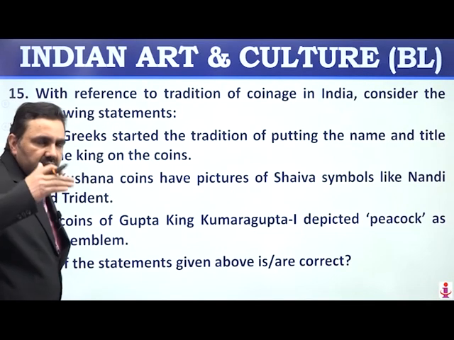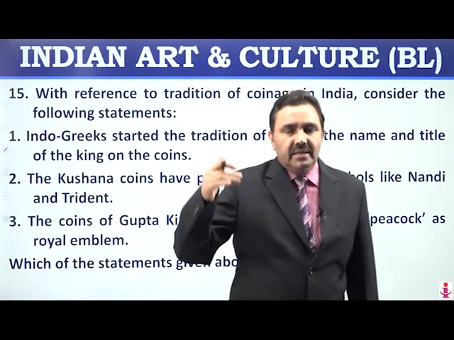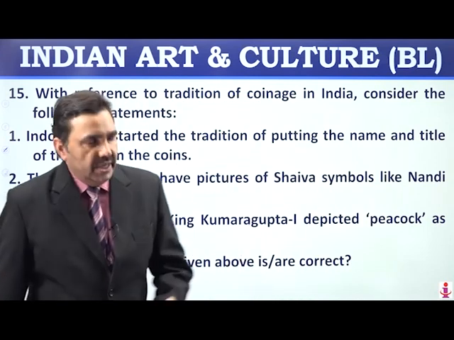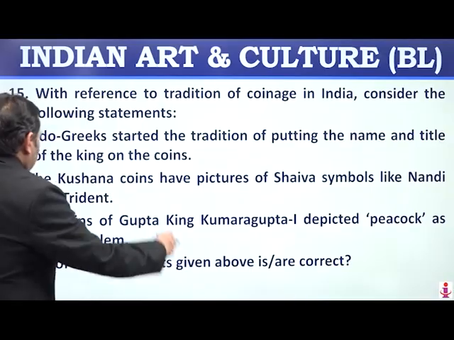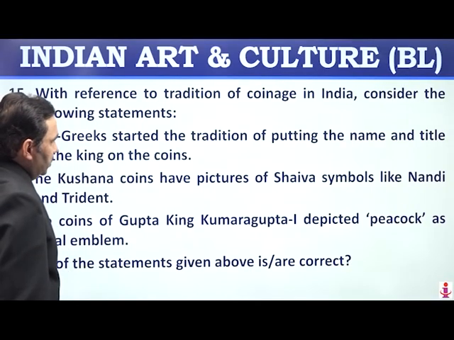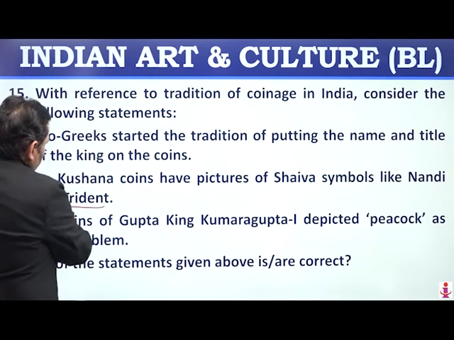Definitely Indo-Greeks started the tradition of putting the name of the king, the title of the king, the date, etc. on coins. They were the first to issue gold coins in India. So this is correct. Kushana coins have pictures of Shiva symbols like Nandi and Trident.